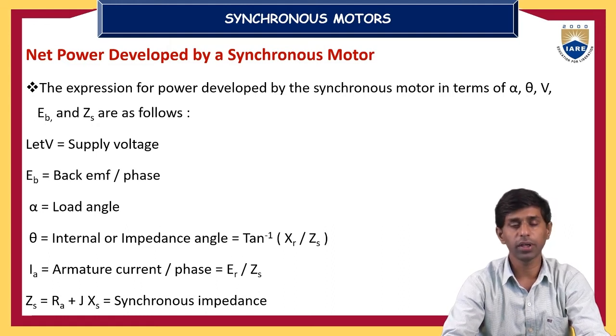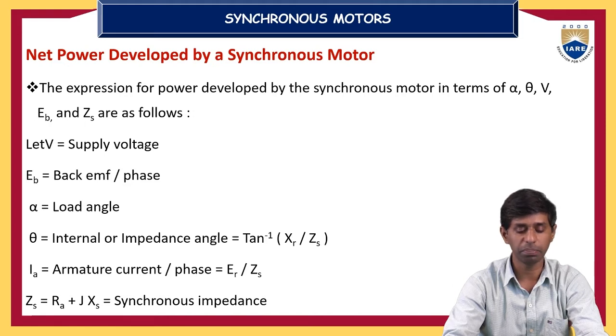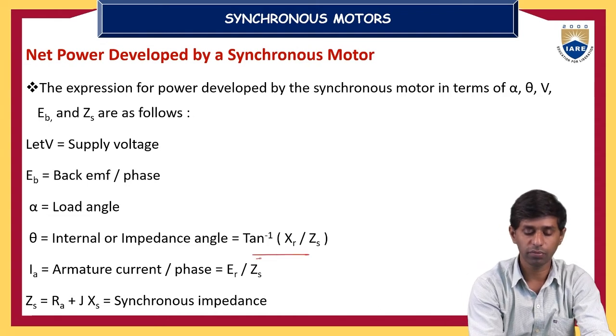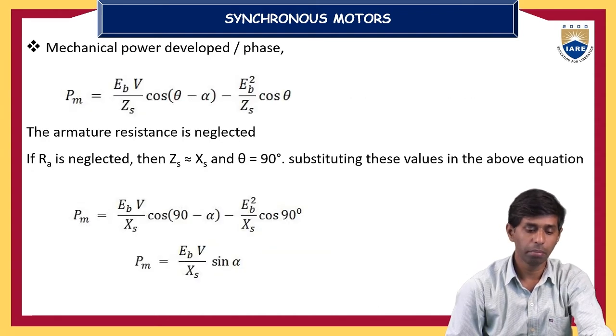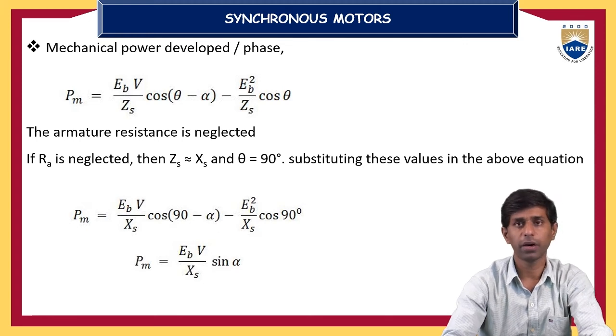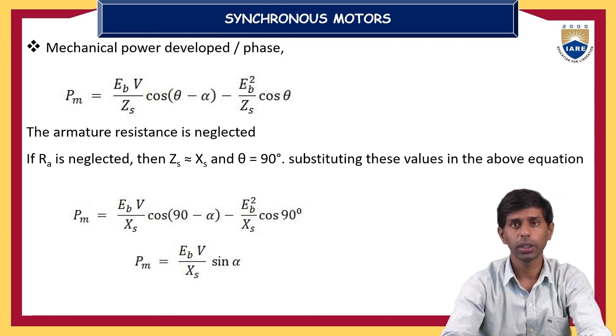In this expression, we assume V is the supply voltage, EB is the back EMF, alpha is the load angle, theta is the internal angle or impedance angle, and Zs is the synchronous impedance, and theta is equal to tan inverse of Xs by Zs. Mechanical power developed per phase, which we already know, is EBV by Zs cos(theta minus alpha) minus EB square by Zs cos theta.